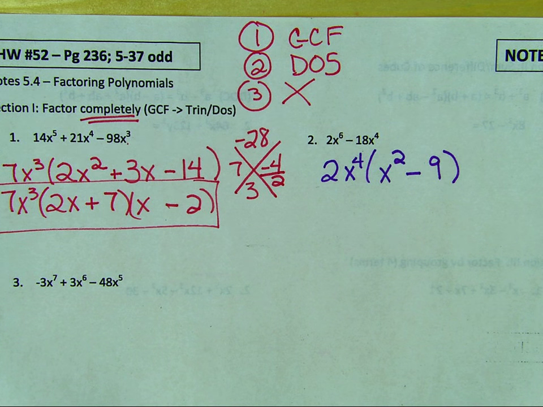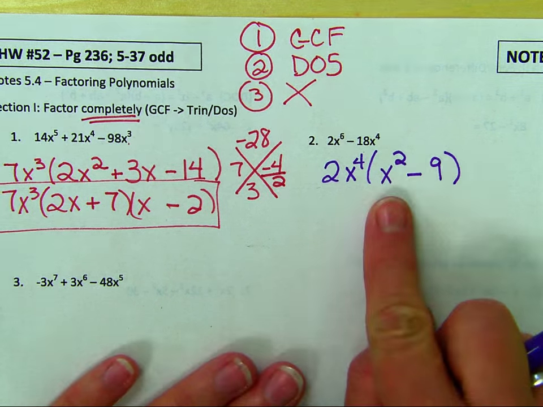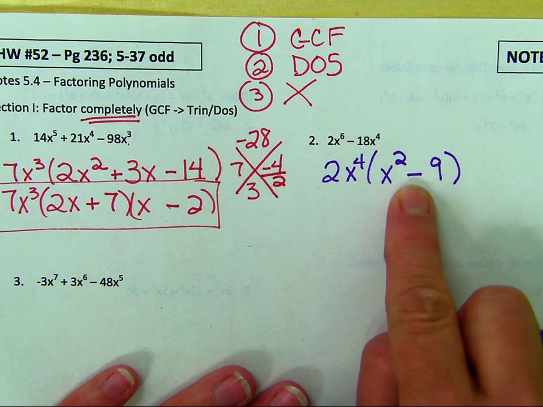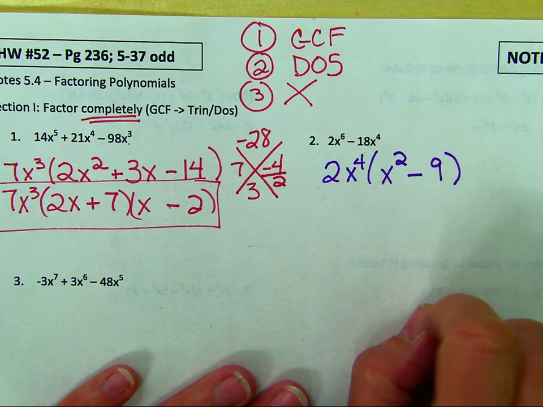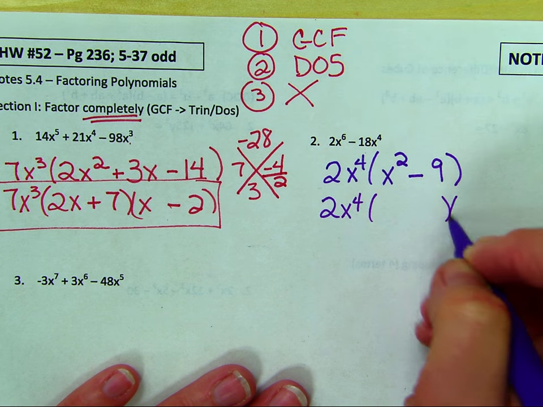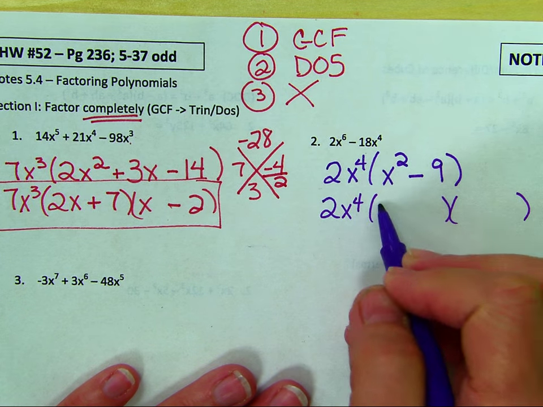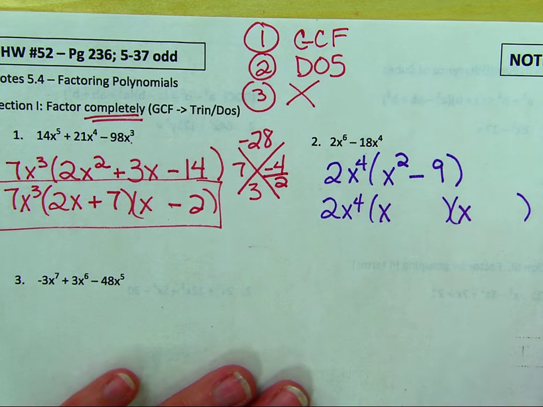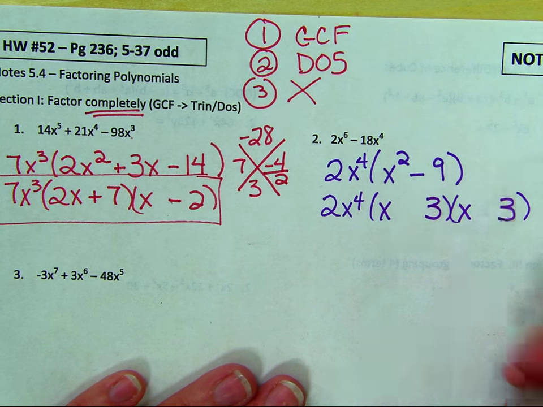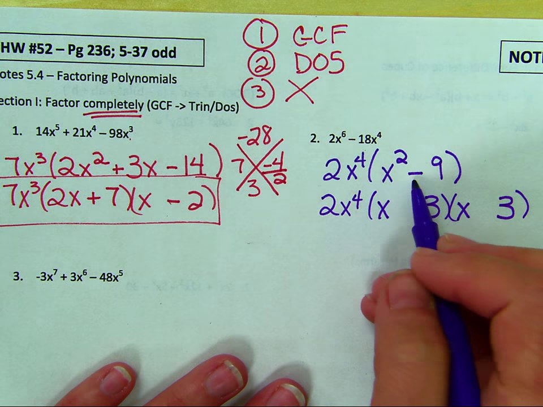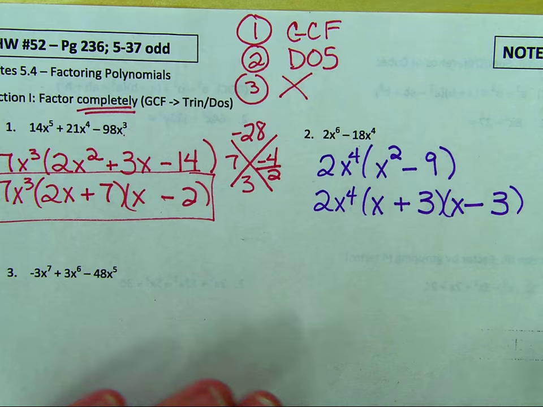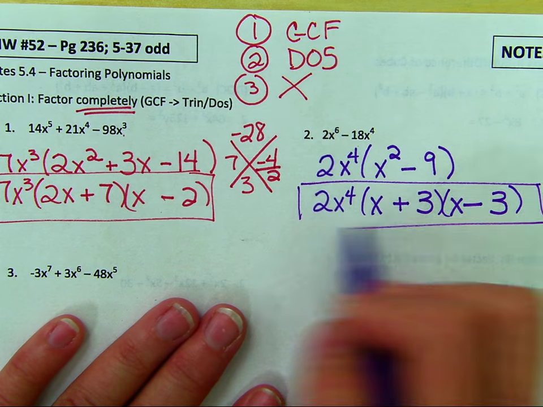And I'm going to look inside the parentheses. They don't have any common factor. They are a difference of two squares. So, keeping everything together, I'm going to factor the parentheses. X times x gives me x squared. 3 times 3 gives me 9. Difference of squares has 1 plus, 1 minus. And I'm done. That is factored completely.